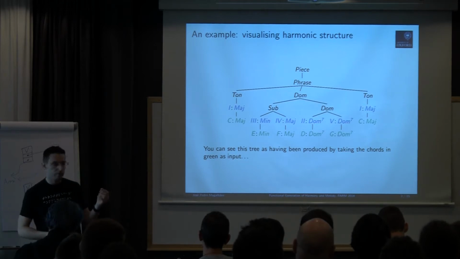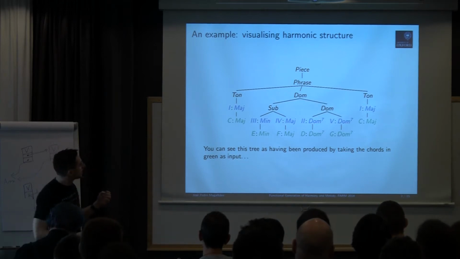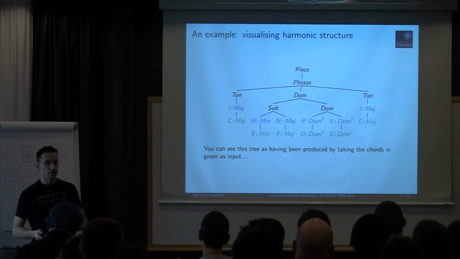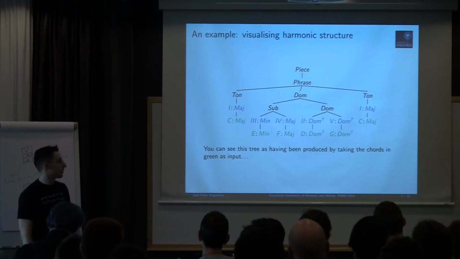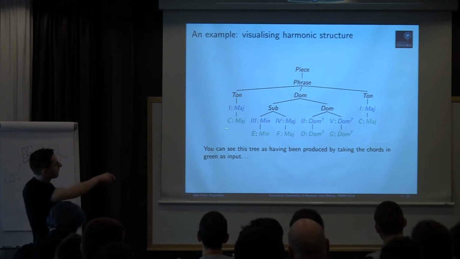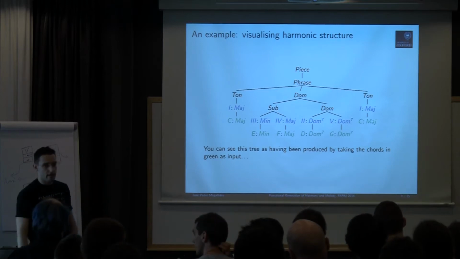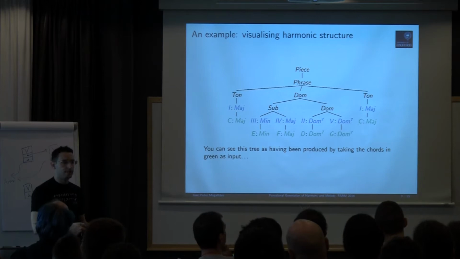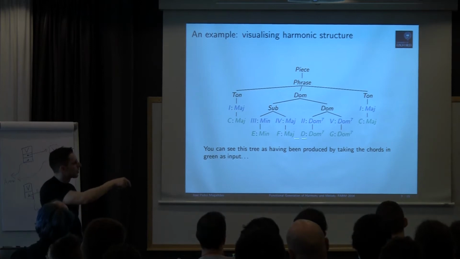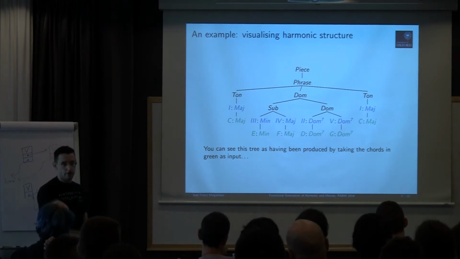This is similar to what was shown at the ICFP 2011, our first work. And there, you see the chords at the leaves. C major, E minor, F major, etc. And that is your input. And from this input, just the chords, we derive the tree structure.